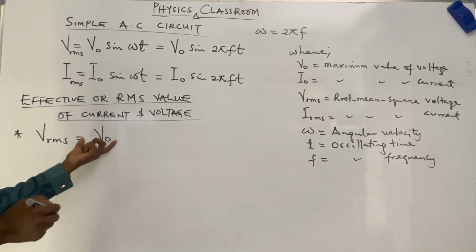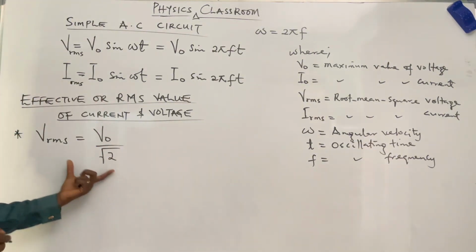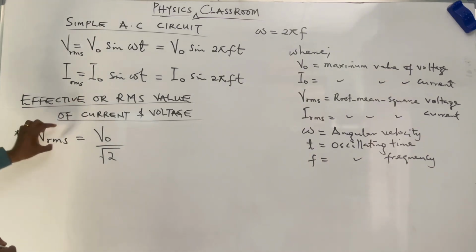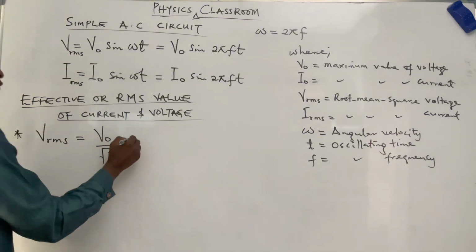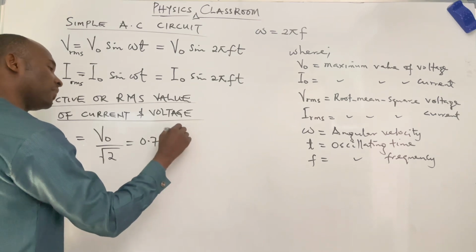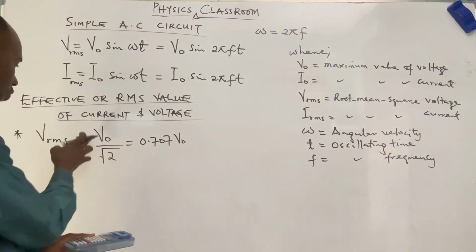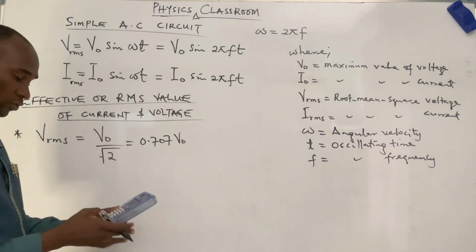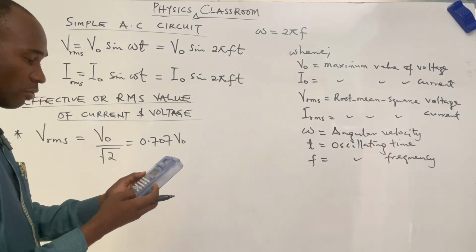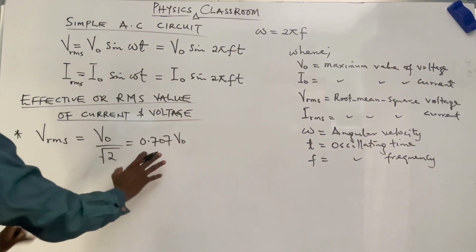peak voltage or maximum value of voltage all over root 2. Take note of this. That is for the effective or root mean square value of voltage, which is equal to V naught all over root 2, which can also be presented as 0.707 V naught. What have I done to that regard? What I did is simple. It means 1 all over root 2 times V naught. So if we say 1 divided by root of 2, it is going to give us 0.7071, which I approximate to 0.707. I believe that is clear.